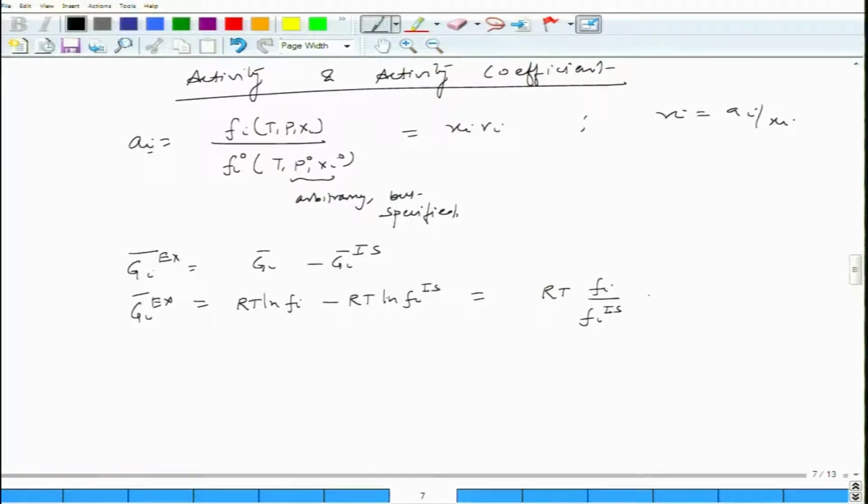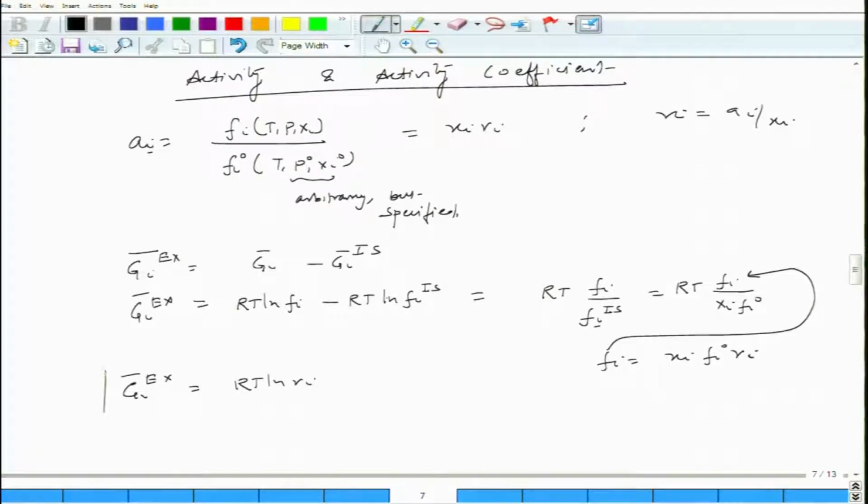Now, you can relate this, because you know the ideal solution for any liquid is nothing but RT ln(x_i f_i^0). So, this is for the ideal solution. Now, using the definition of f_i as x_i f_i^0 gamma_i, that is the definition of f_i with respect to gamma_i, I should be able to plug this in here, and I can write G_i excess as RT ln gamma_i.